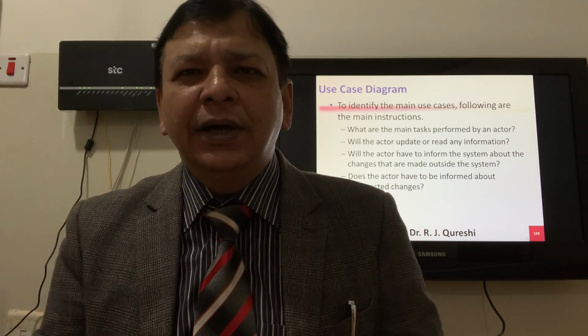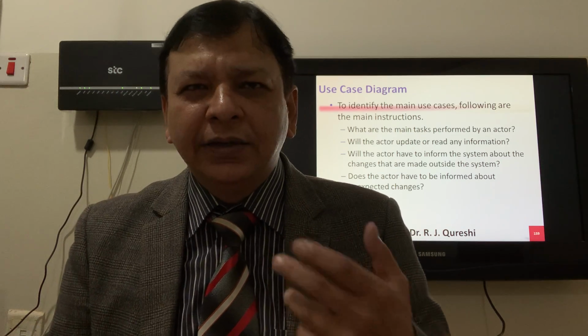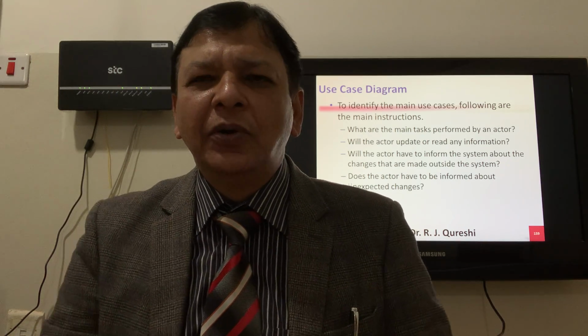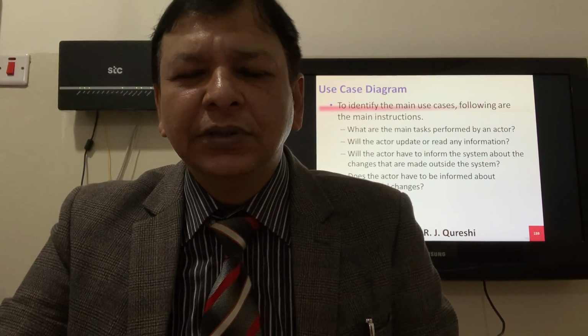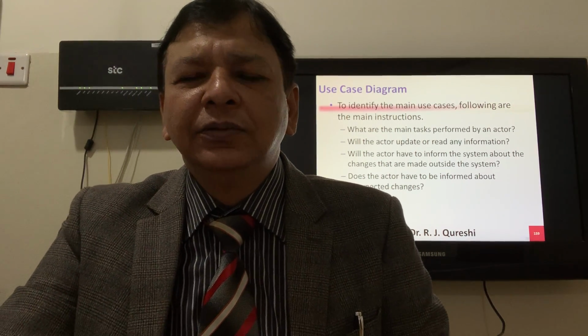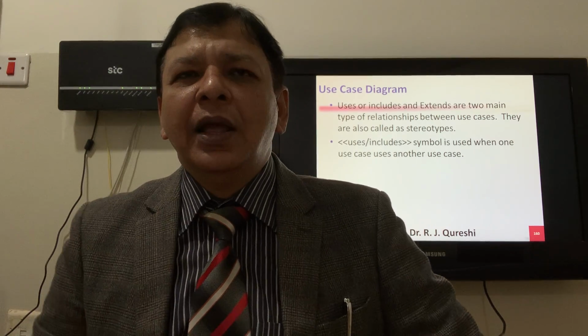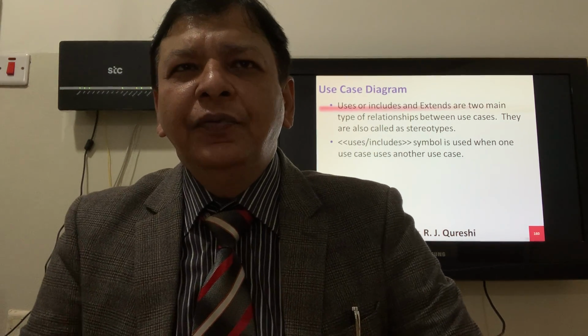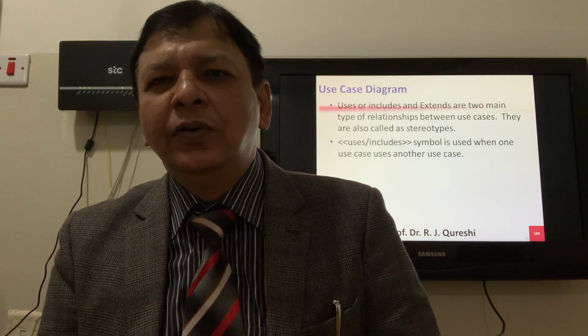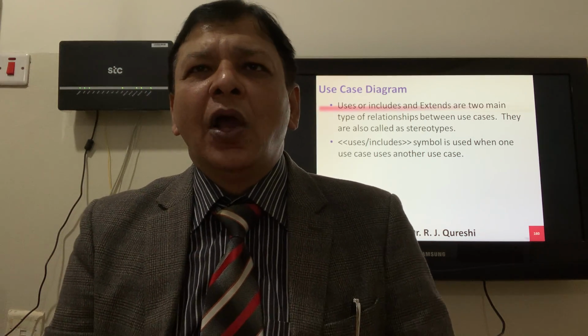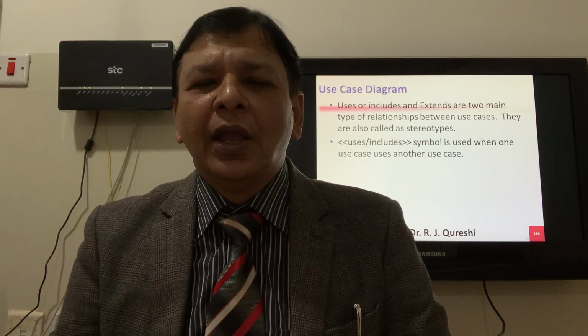So what are the unexpected changes? Actors have to be informed about the unexpected changes by a use case. So these are some questions we need to answer to draw a use case diagram. Then we have relations. In a use case diagram, we have include or uses, or we have extend.